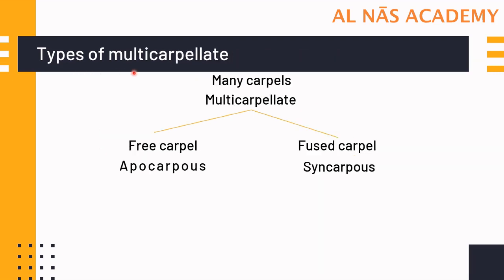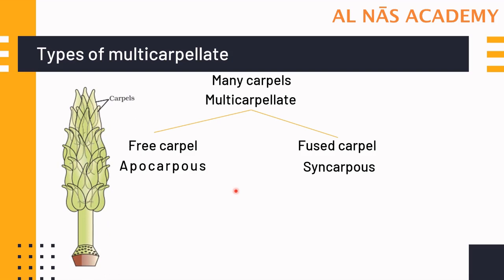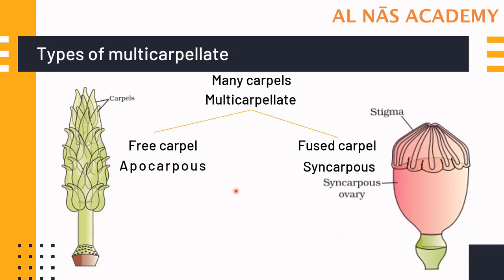We have just discussed types of multicarpellate, meaning a flower having many carpels is termed multicarpellate. Flowers having many free carpels are termed Apocarpous. Flowers having fused carpels are termed syncarpous. Apocarpous examples are Michelia, strawberry, buttercup. Syncarpous examples are brinjal, papaya, tulip, hibiscus. Let us see how the Apocarpous looks. So this is how the Apocarpous will look, and this is how syncarpous looks.